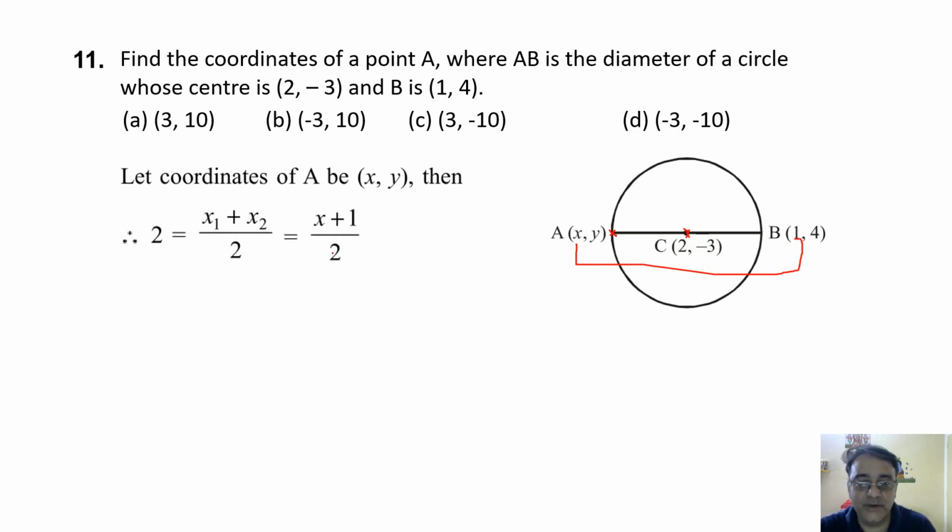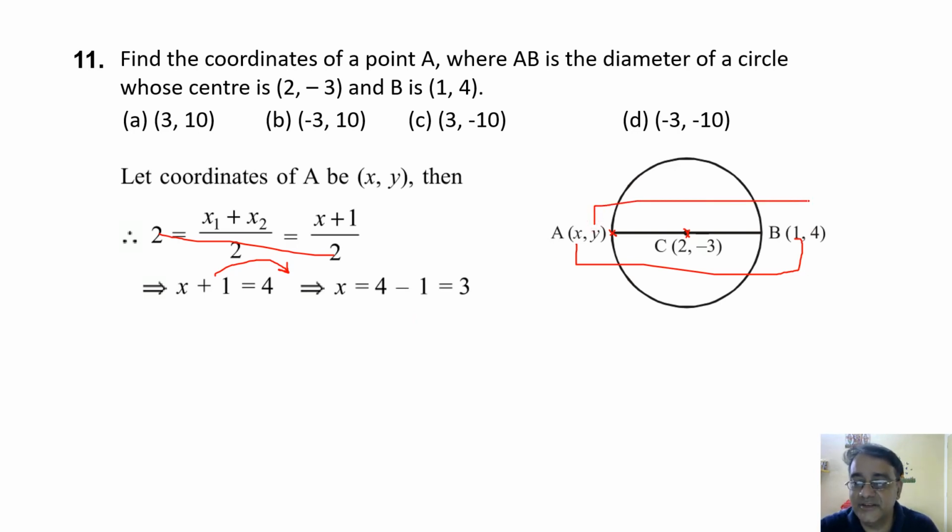So x plus 1 is equal to 4. Now shift plus 1 to the other side, so minus 1, and we are going to get x is equal to 3. Next one, y plus 4 by 2 is equal to minus 3. That is (y1 plus y2) by 2 is equal to y. Right, so shift the 2 to this side, and y plus 4 is equal to minus 6.